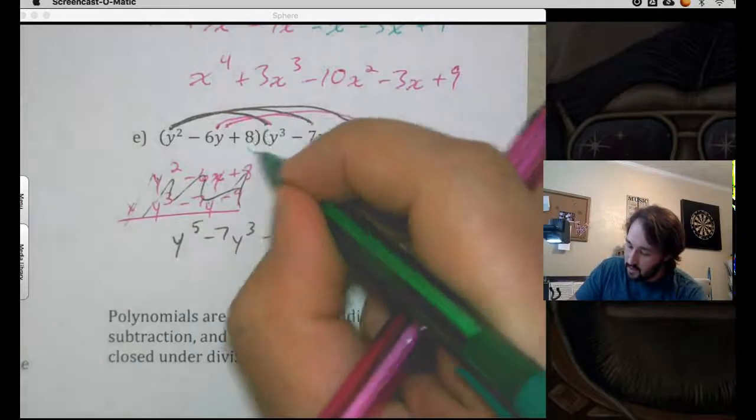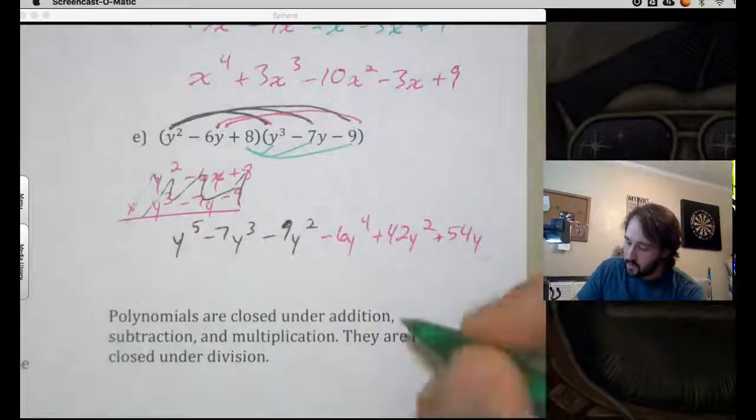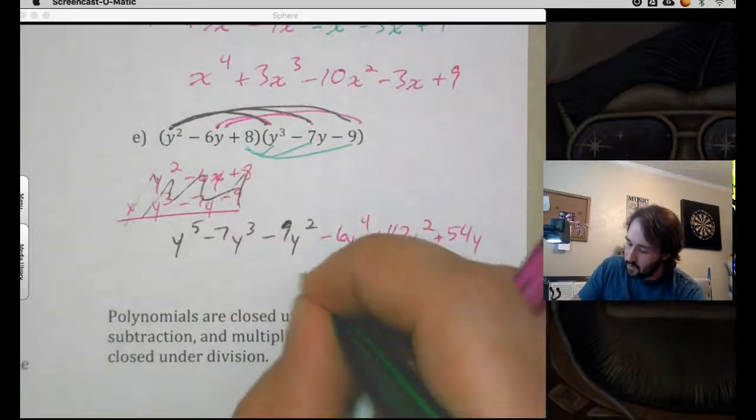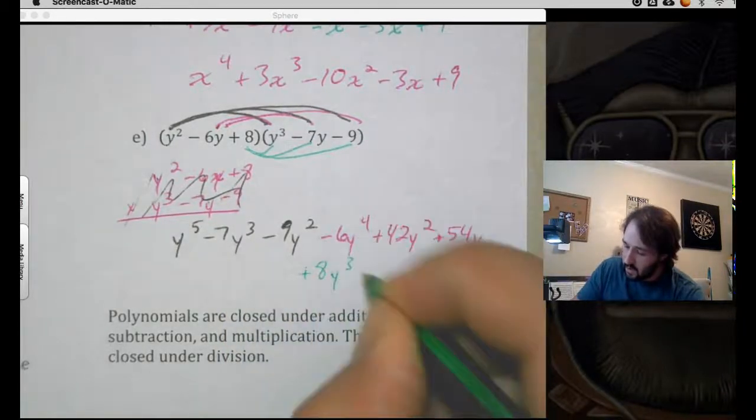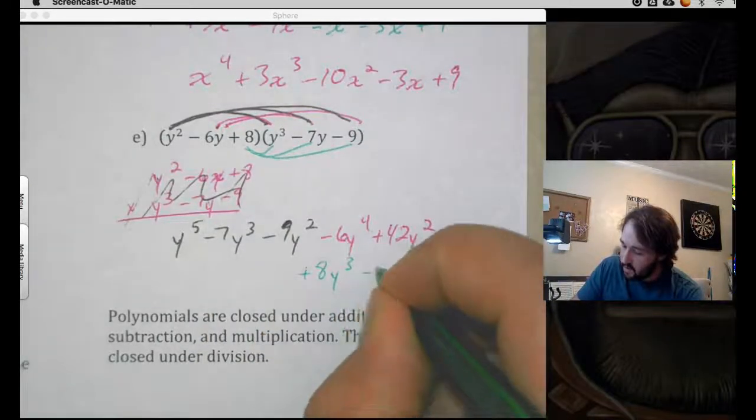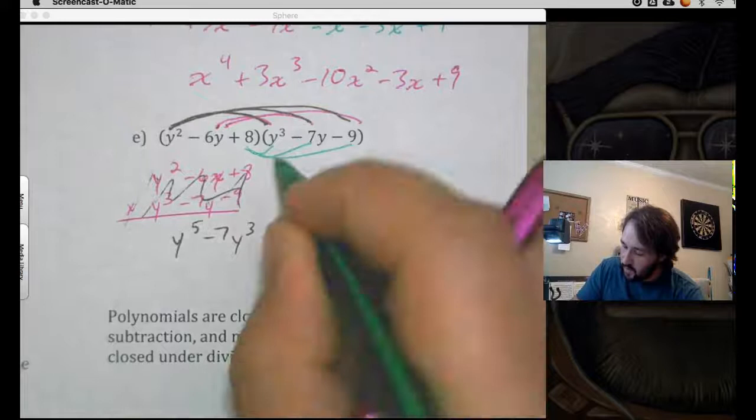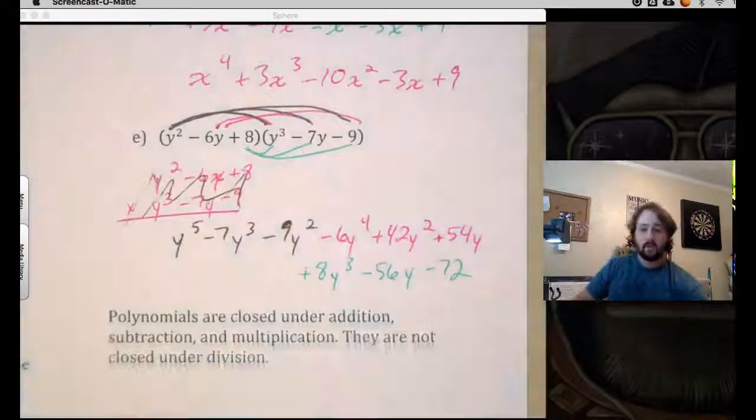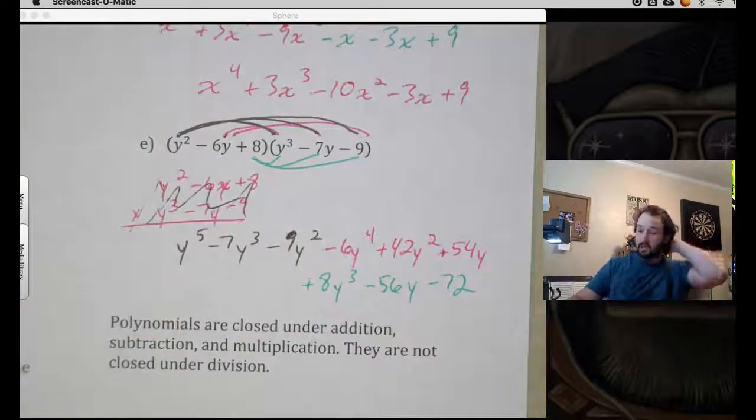I'm going to run out of room, because then I need to distribute the 8 to all three terms. So I'll do it right below here. So 8 times y cubed would be plus 8y cubed. And then 8 times negative 7 would be negative 56y. And then 8 times negative 9 is minus 72. All right, so then it's just a matter of going through and combining like terms there.